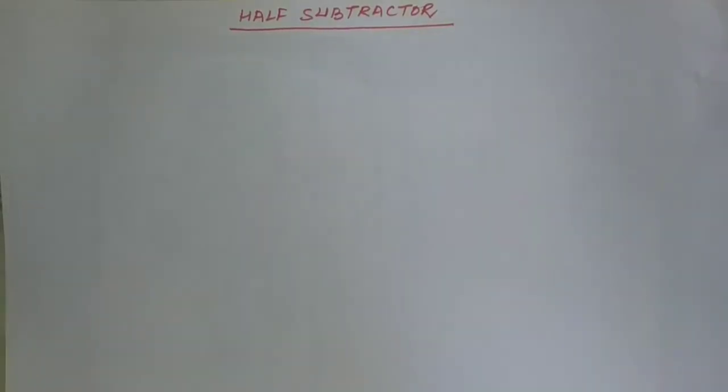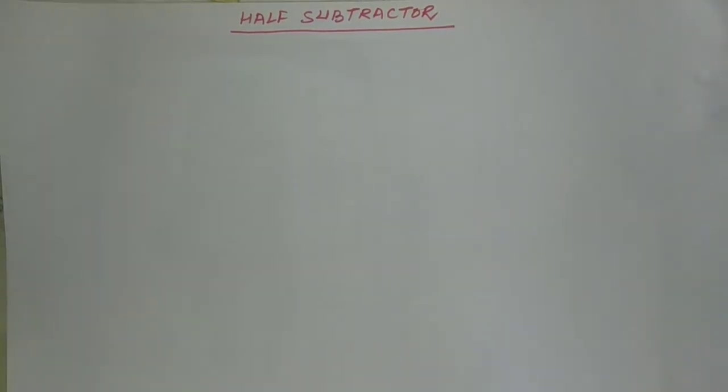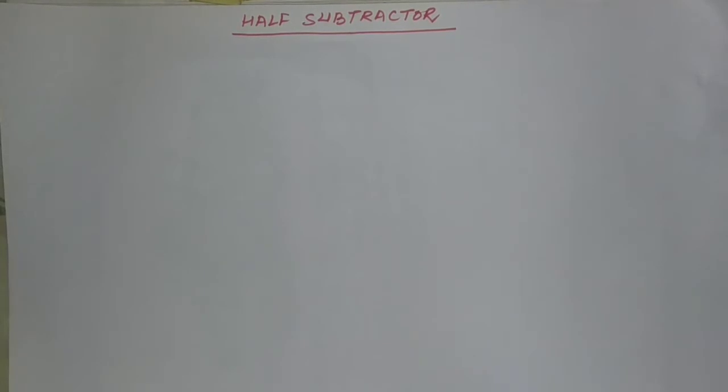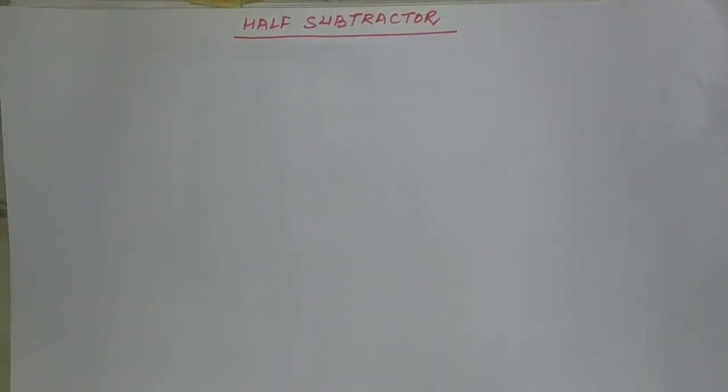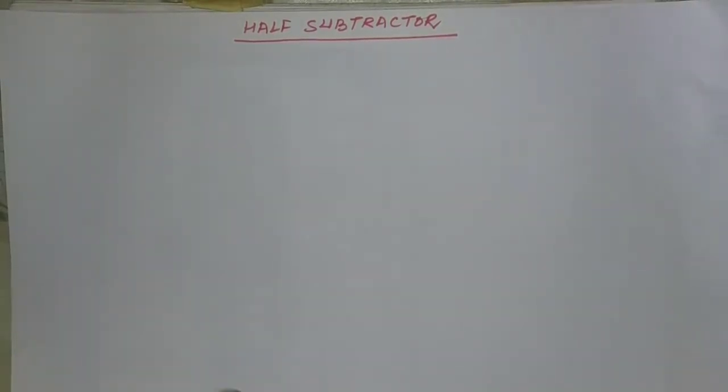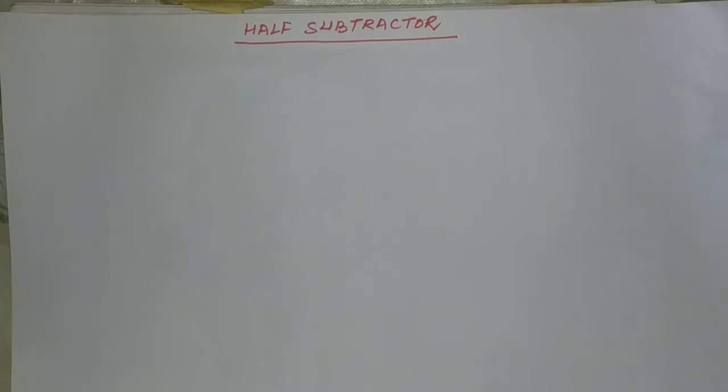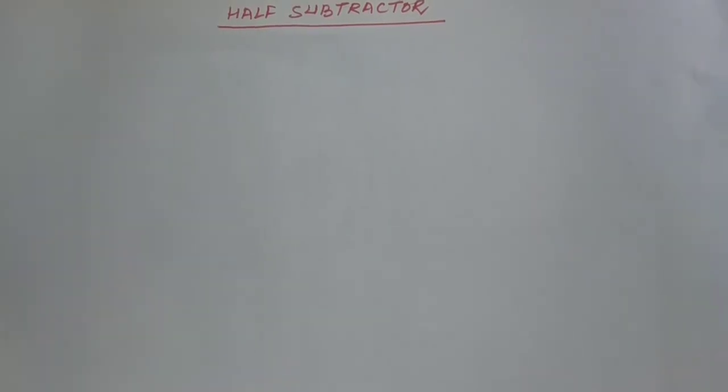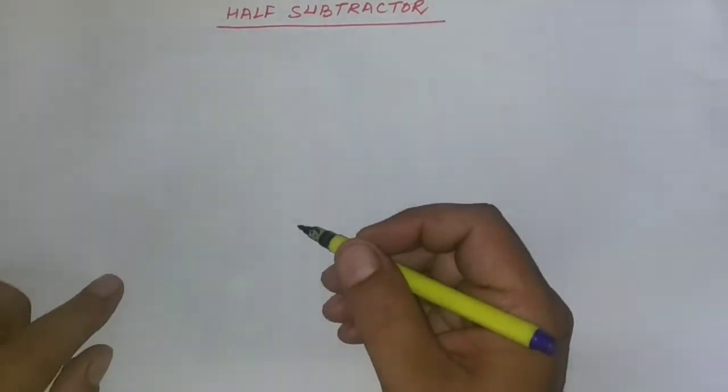आज हम डिस्कस करेंगे अबाउट हाफ सबट्रैक्टर. In last lectures we discussed about half adders, then the full adder, then how we can design full adder using half adders. So in continuation of that series, means in continuation of designing arithmetic circuits, today we are going to discuss about the half subtractor.